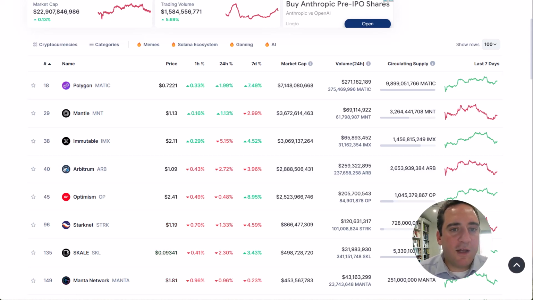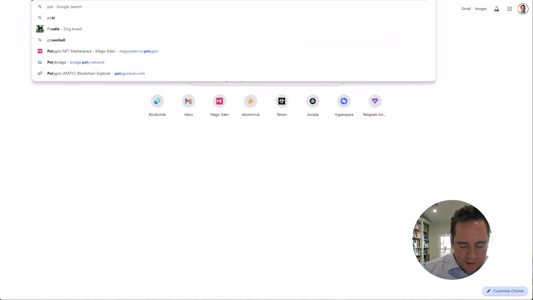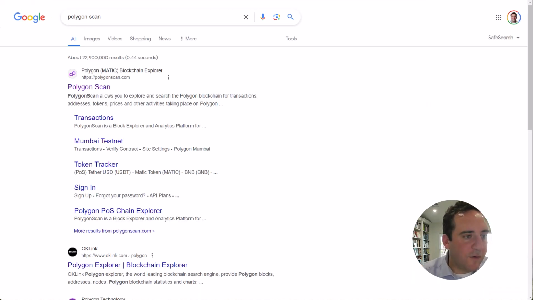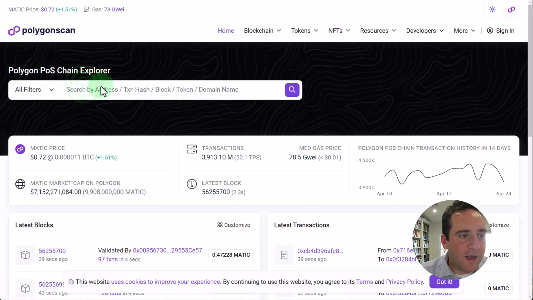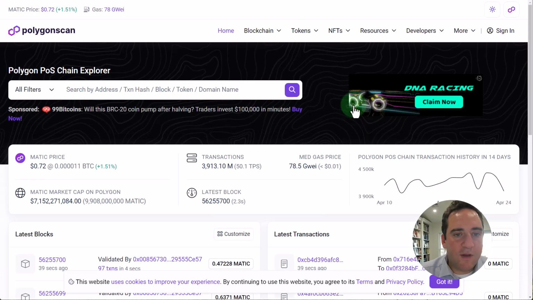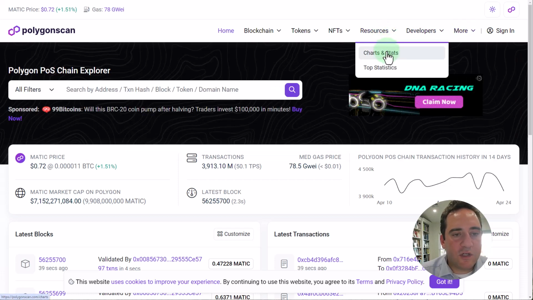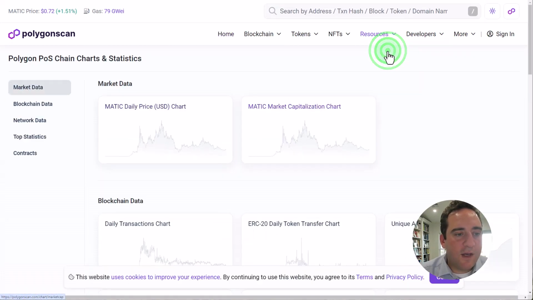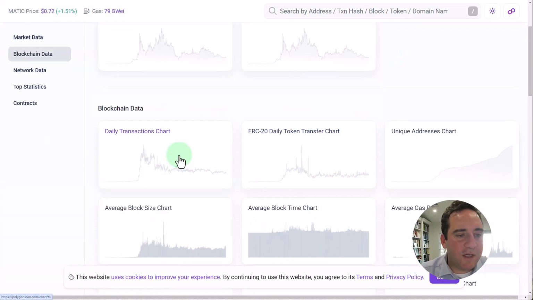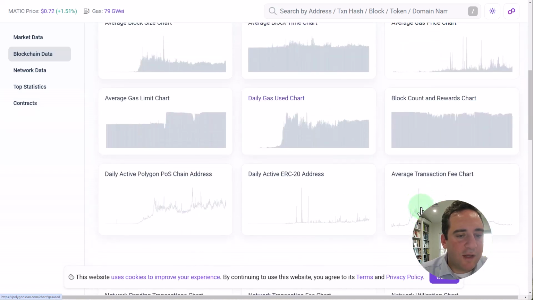So let's look at, for example, Polygon Scan. I will go to Polygon Scan, and this is a layer 2 that runs on top of Ethereum. I can basically go into their charts and statistics section. I just want to be able to look at their daily transactions, their unique addresses, average gas, and then daily active addresses.